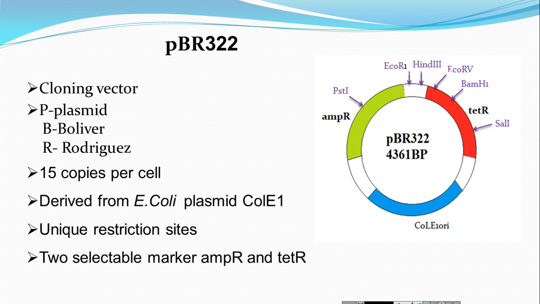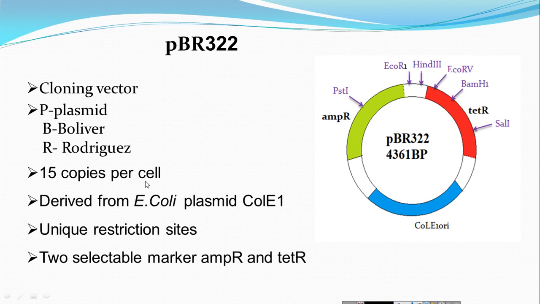Now we'll see some examples of vectors. First, we'll see pBR322. In pBR, p stands for plasmid and BR stands for the names of scientists, B for Bolivar and R for Rodriguez. And 322 is a number. pBR322 is used as a cloning vector and it has the capacity to be present in 15 copies per cell.